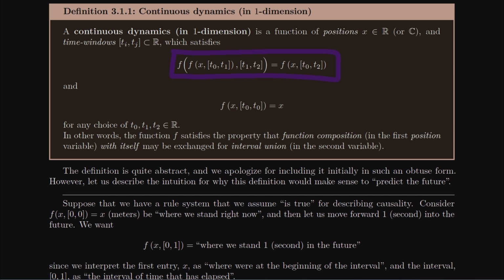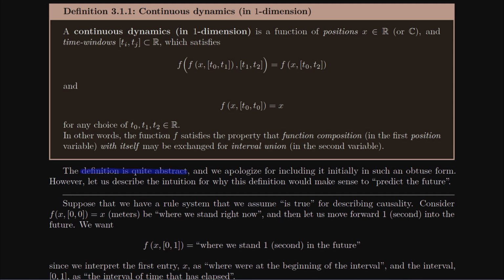I mean, we do need this many mathematical terms, but what it's saying is that, hey, if my function can truly describe the future, it doesn't matter if I describe the future over one time interval and then over a second time interval, or if I describe the future all at once. Okay, and I do apologize if that's going over your head, but we're going to get into exercises, which makes this quite clearer. So this definition is quite abstract. We apologize for including it initially in such an obtuse form.